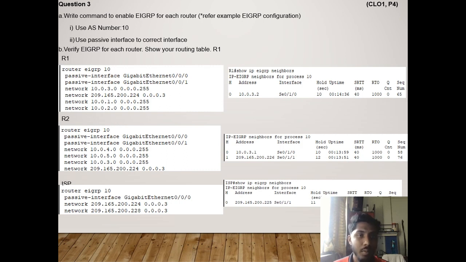network 10.0.3.0 0.0.0.255 and network 209.165.200.224 0.0.0.3 and network 10.0.1.0 0.0.0.255 and network 10.0.2.0 0.0.0.255, and these networks I use on router 1.